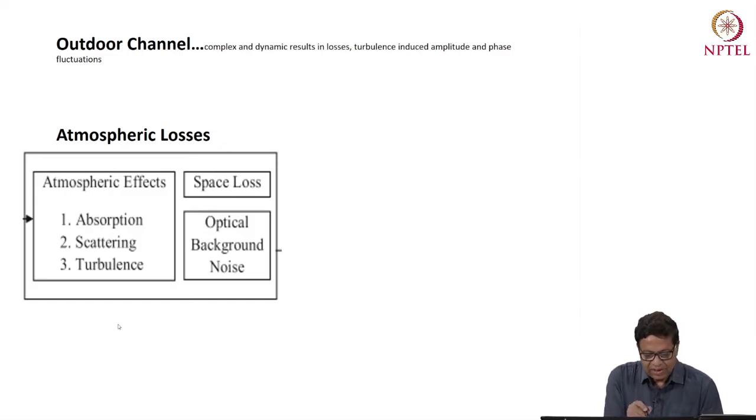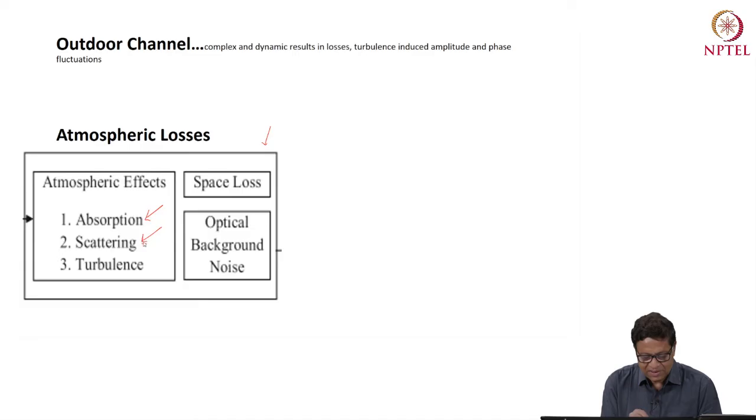And if you see in this table, atmospheric losses, there are 3 things. One is atmospheric effects, where light is absorbed, so absorption is happening. The light may be getting scattered from the particles which are there in the atmosphere. And this scattering depends on the size of the particle. If it is very small, it is a different kind of scattering. If it is a little larger, it's a different kind. If it is still larger, you have diffraction kind of scattering.